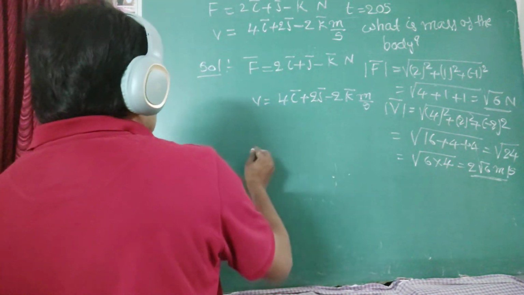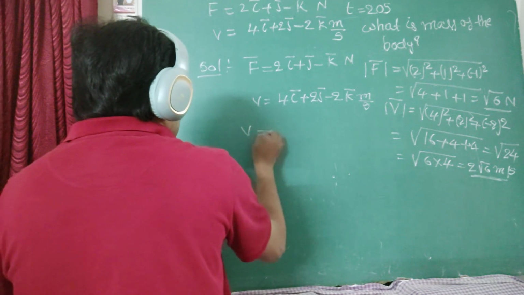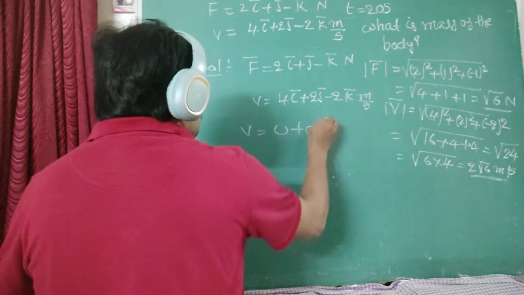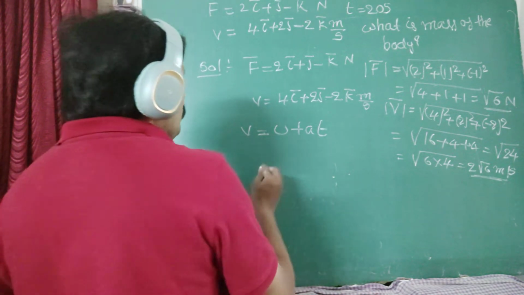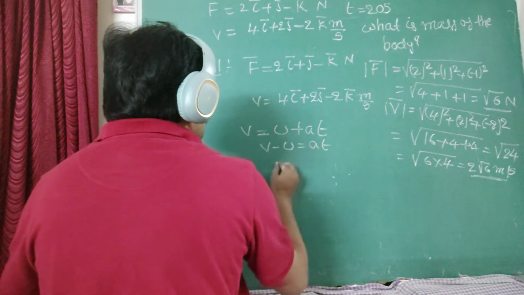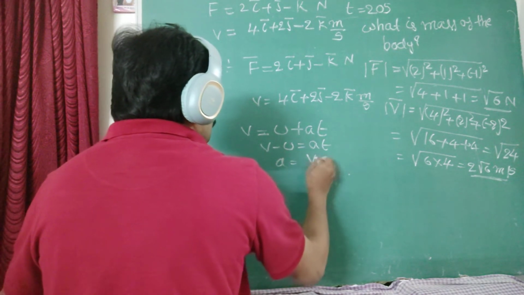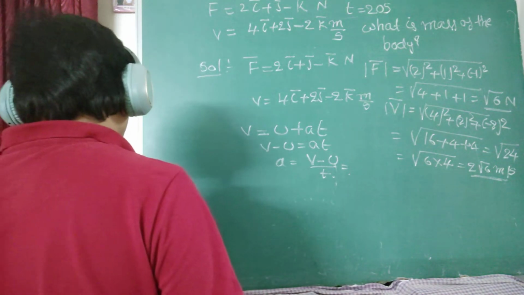Now what is the value you want to calculate? Mass. We want to obtain the mass. First you take the formula. Earlier also I am using this. V equals U plus AT. That is from the uniform motion. Now V minus U equals AT. From this, A equals (V minus U) by T.